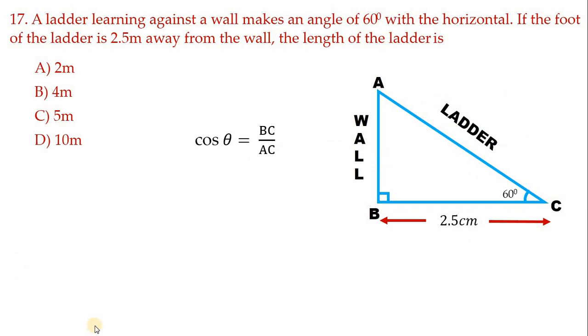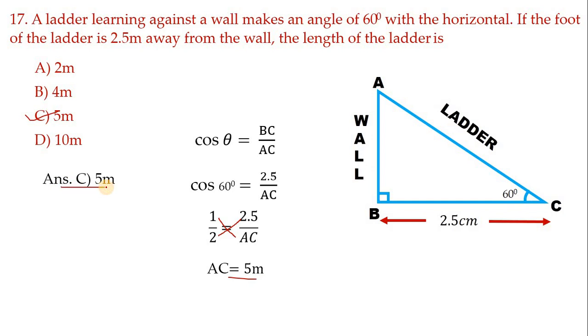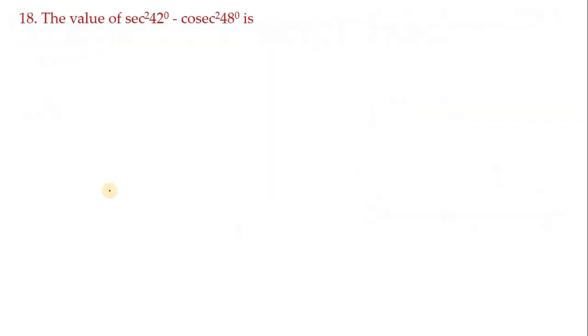Now substitute the values. Cos theta means cos of 60 degree, BC value is 2.5, and AC write as it is because we need to find the value of AC. Now cos 60 degree value is 1 by 2, children. Write 1 by 2, and now let us do the cross multiplication. 1 into AC is AC and 2 into 2.5 is 5. Hence the correct option is C, 5 meter. Move on to the next one.